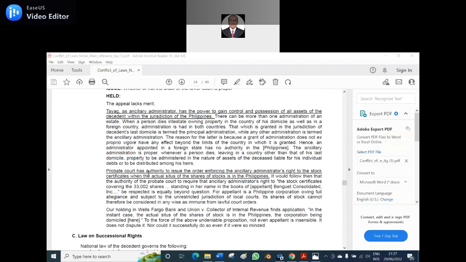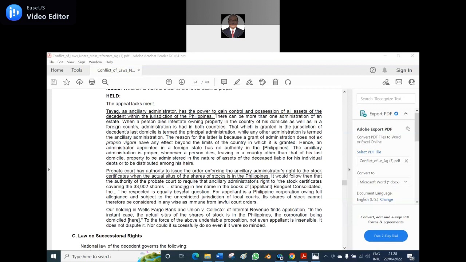Let us see whether the probate court has the authority to issue an order enforcing the ancillary administrator's right to the stock certificates when the shares of stock are actually in the Philippines. If the shares are in the Philippines, then lex situs applies. The stocks are movable property. It would follow that the probate court can require the ancillary administrator to surrender the stock certificates covering the 33002 shares that are in the Philippines.